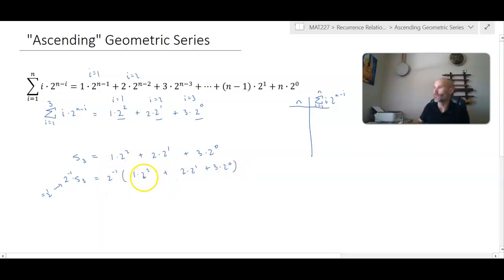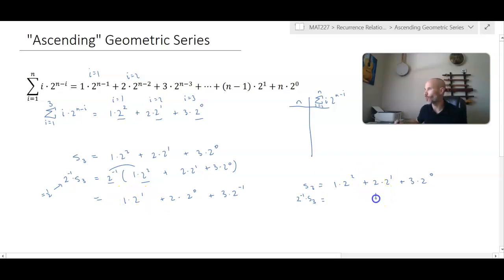Here, with common bases, when I distribute this, I'll add the powers together. So this first term will give me 1 times 2 to the first, plus 2 times 2 to the 0, plus 3 times 2 to the negative 1, because 0 plus negative 1 is negative 1. Now if I compare these, S3 is 1 times 2 squared plus 2 times 2 to the first plus 3 times 2 to the 0, and I write below that 2 to the negative 1 times S3.